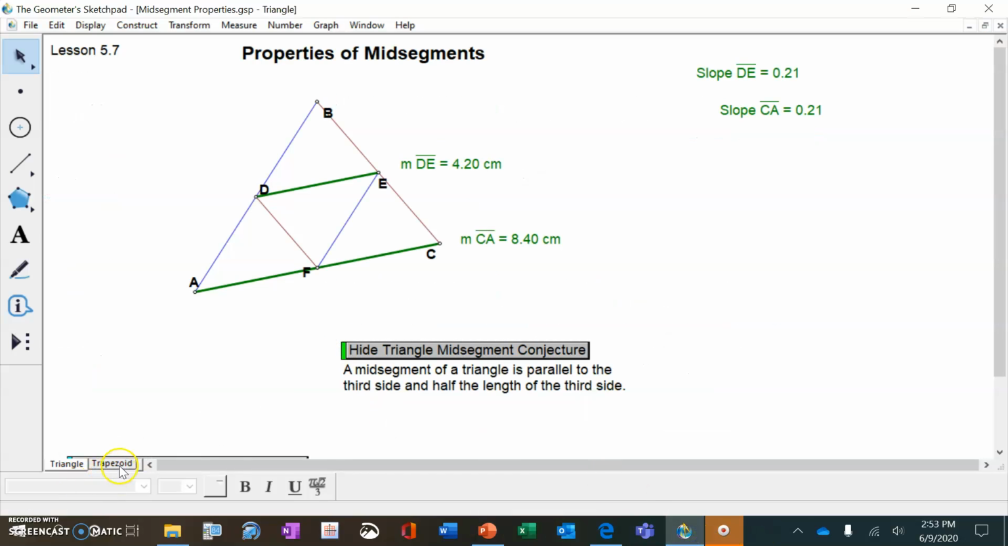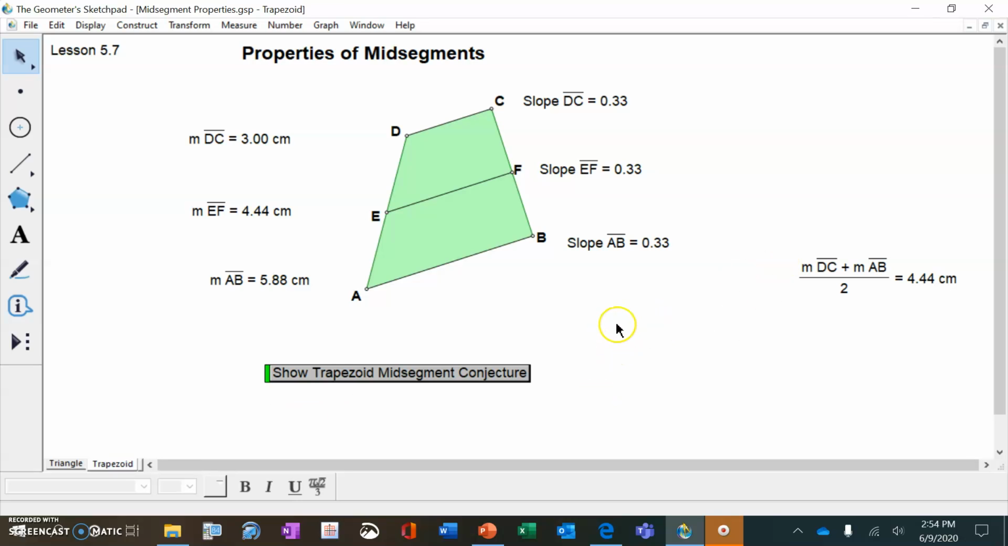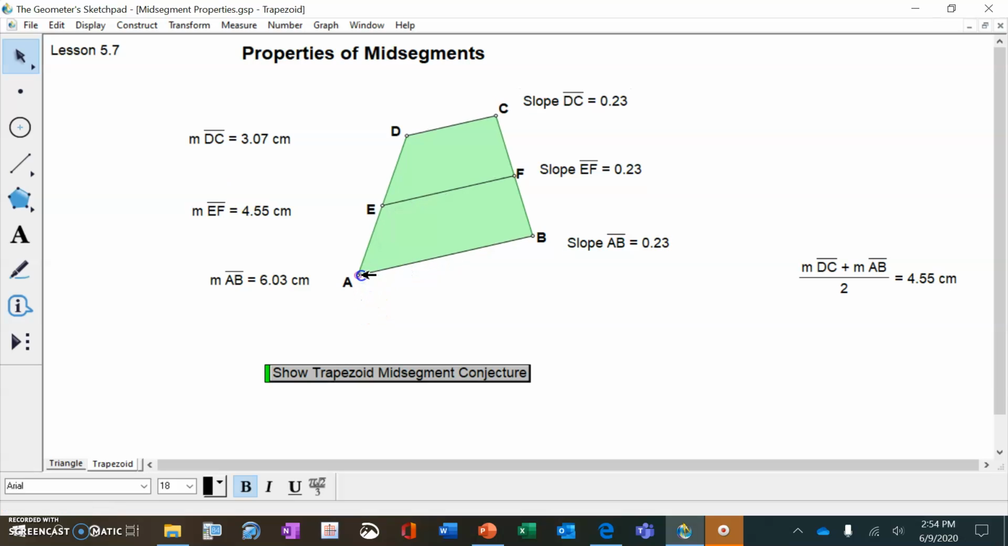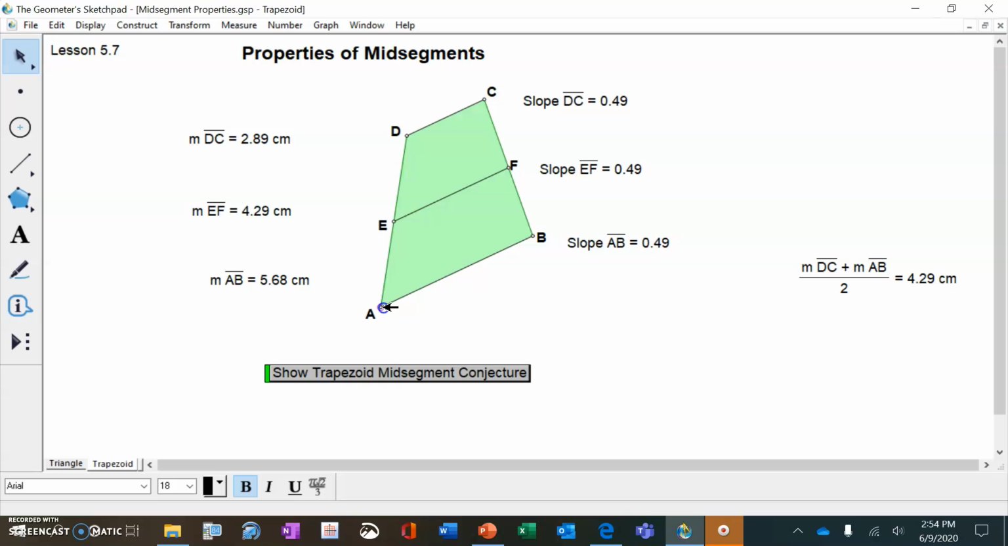So the midsegment of a trapezoid has some special qualities also. If I look on the right-hand side here, the slope of the top base and the slope of the bottom base are both 0.33, and the slope of the midsegment is exactly the same. If I move this, see how those three slopes still stay exactly the same. So the first part of this conjecture is the midsegment of a trapezoid is parallel to the bases.